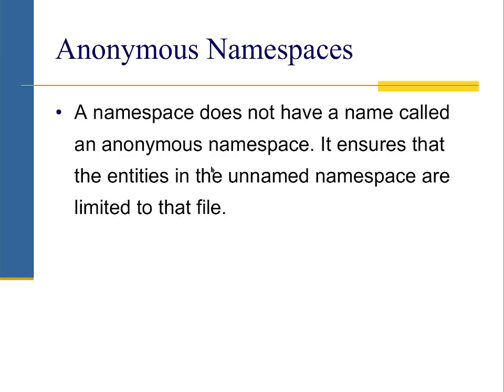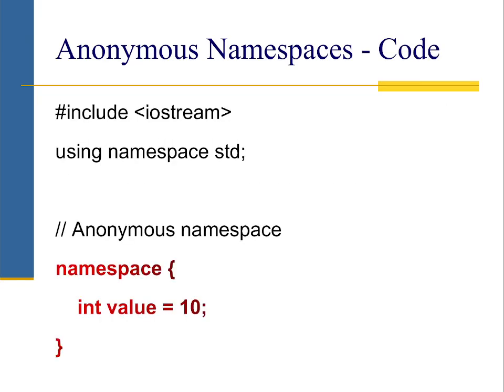Anonymous namespaces: a namespace that does not have a name is called an anonymous namespace. It ensures that the entities in the unnamed namespace are limited to that file. This is how you declare an anonymous namespace. That means it doesn't have a name. You just use the namespace keyword, open your brackets, and do whatever you want to do inside.